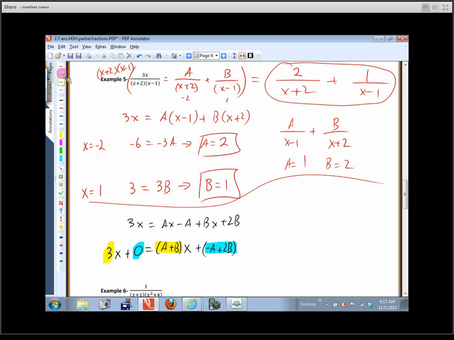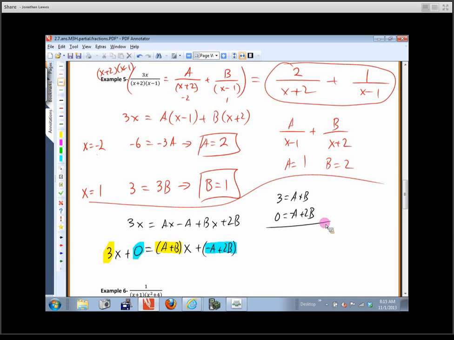So what we're saying here is this coefficient right here, 3, that goes on an x, should be equal to this coefficient right here that goes on the x. So that means 3 should equal a plus b. And it also means that 0 should equal negative a plus 2b. Okay, this is a system of equations. You can solve them by substitution or elimination. Are those things that you've seen before?